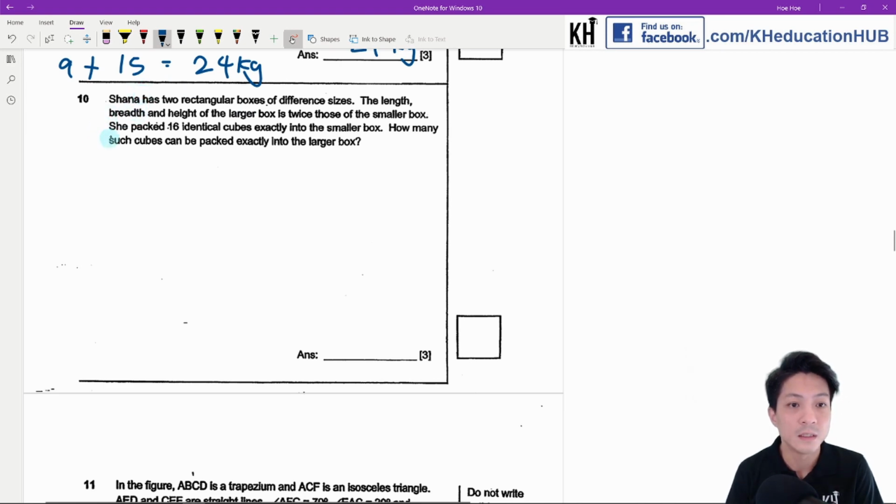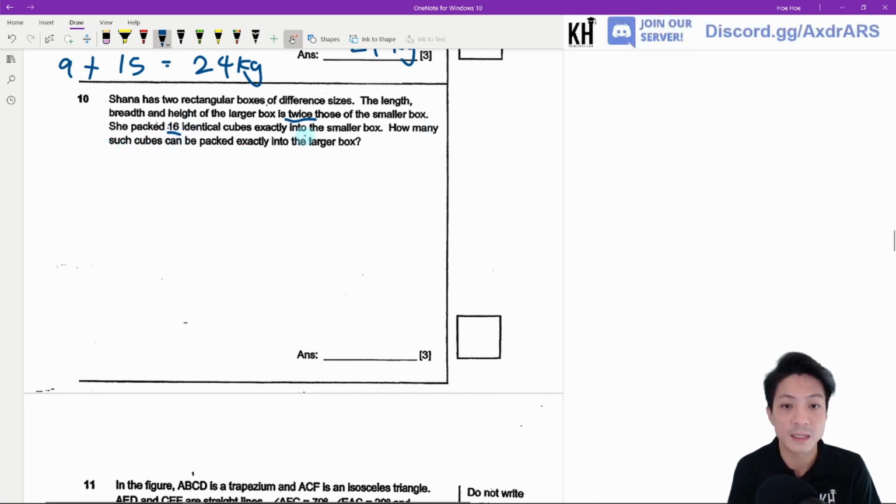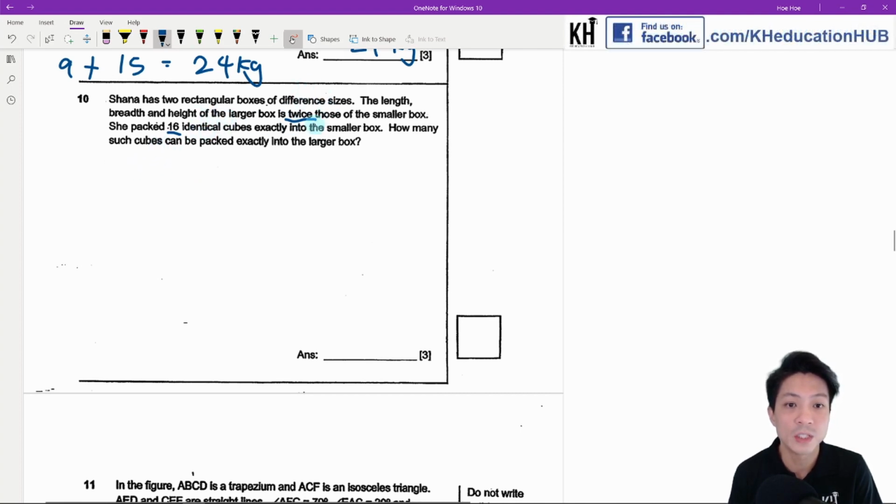Okay, question 10. Shana has 2 rectangular boxes of different sizes. The length, breadth, and height of the larger box is twice those of the smaller box. She packed 16 identical cubes into the smaller box. How many such cubes can be packed exactly into the larger box? In this case, you just need to understand a certain trick. If the dimension of the larger box is twice that of the smaller box, the ratio of the volumes is always 1:8.